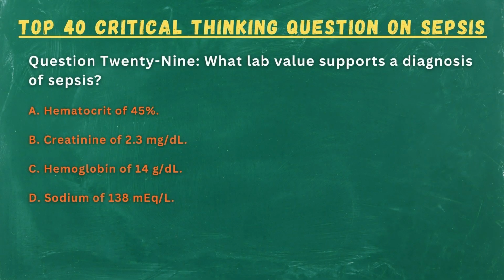Question 29. What lab value supports a diagnosis of sepsis? A. Hematocrit of 45%. B. Creatinine of 2.3 milligrams per deciliter. C. Hemoglobin of 14 g/dL. D. Sodium of 138 milliequivalents per liter. Answer: B. Creatinine of 2.3 milligrams per deciliter.